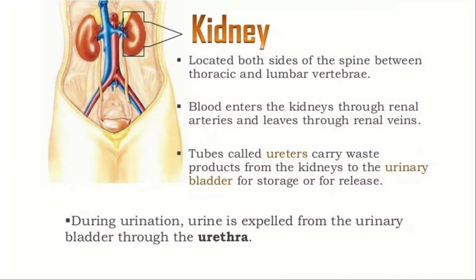So where is the kidney actually located? It is located on both sides of the spine between the thoracic and lumbar vertebrae. Blood enters the kidney through renal arteries and leaves through renal veins. Tubes called ureters carry waste products from the kidneys to the urinary bladder for storage and for release. During urination, urine is expelled from the urinary bladder through the urethra.